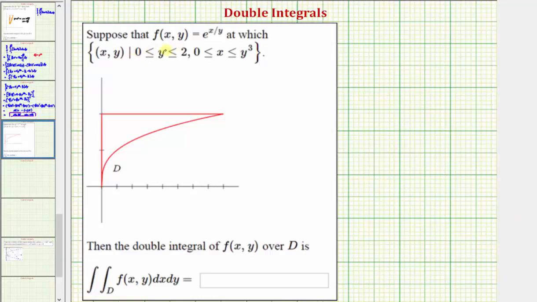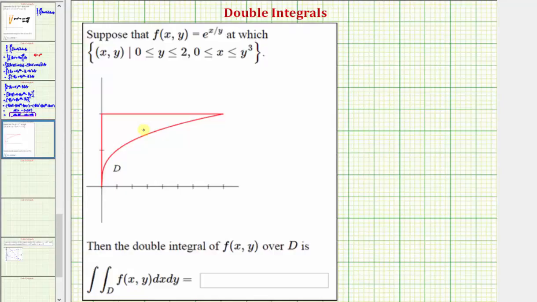We're asked to consider the function f of x comma y over the region defined here, where y is on the closed interval from 0 to 2, and x is on the closed interval from 0 to y cubed. So the region we're considering is this region here, graphed on the xy coordinate plane. We're asked to evaluate the given double integral over the region D.